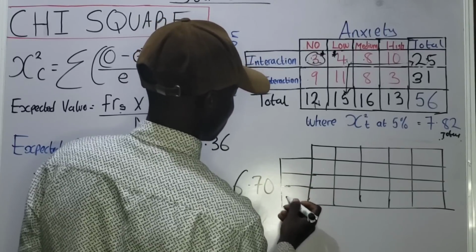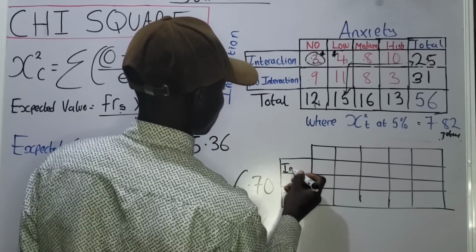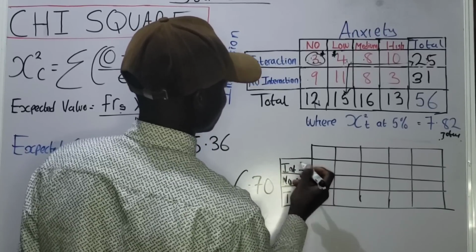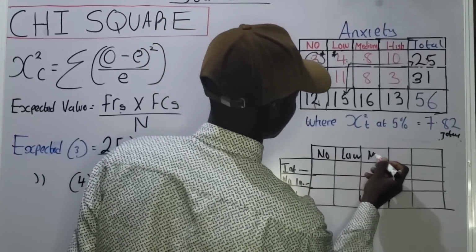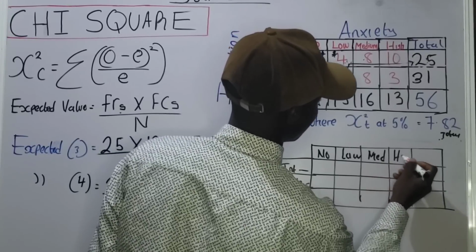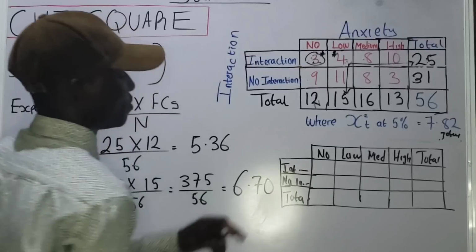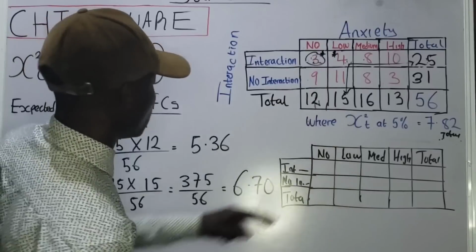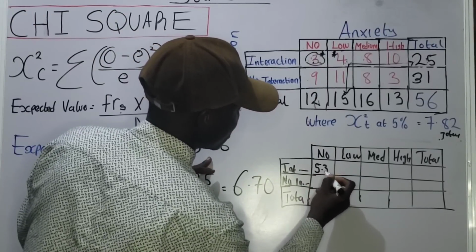We have total here. So we have interaction, we have no interaction. You understand? We have no, low, medium, we have high, and we have total. Now we have already gotten the expected value of 3. The expected value of 3 was 5.36, so I'm going to have 5.36.